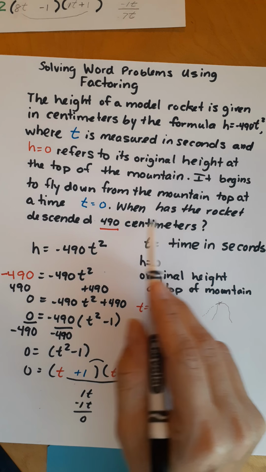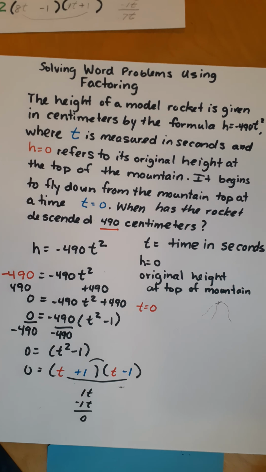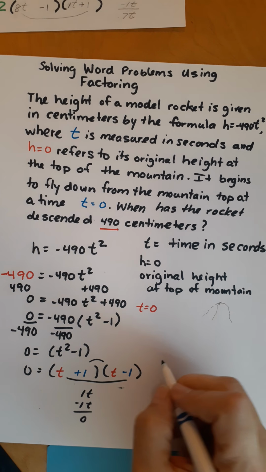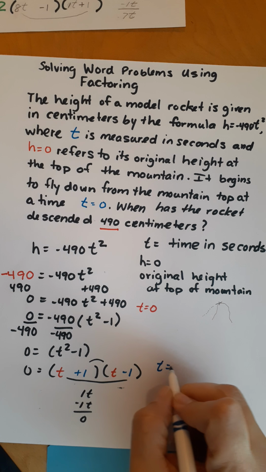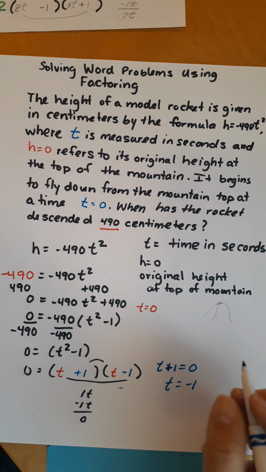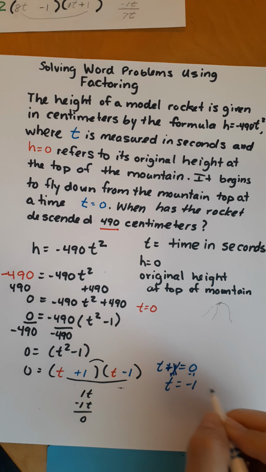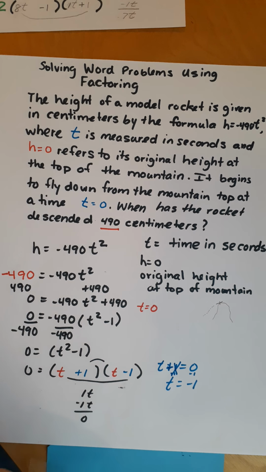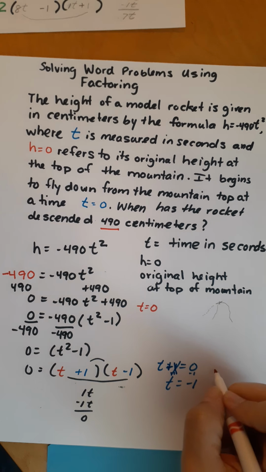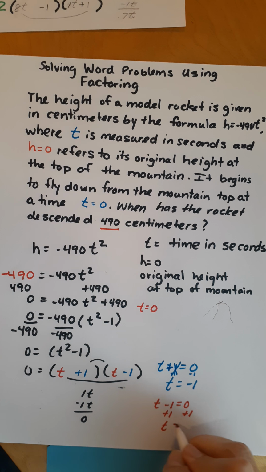Now, when has the rocket descended at 490? Okay. Well, t plus 1 equals 0. T equals negative 1. When I use subtraction property of equality, that cancels out. T equals negative 1. That's one possible solution. The other possible solution is t minus 1 equals 0. If I add 1 to both sides, addition property of equality, t equals 1.